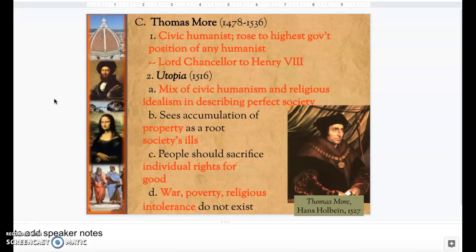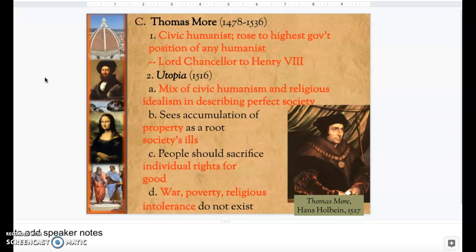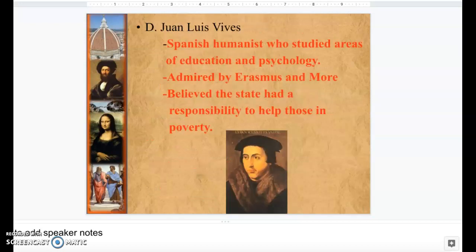So we see with this writing of More that he is clearly wanting to improve society. So that's what we can learn by reading Utopia. We have one more example of a northern humanist to take a look at before we move on to the Northern Renaissance art. Remember, the focus of humanism are writings, okay? And next we're going to look at the art.